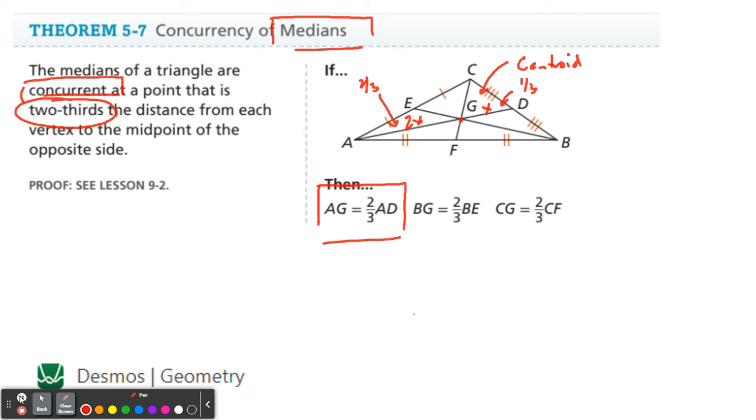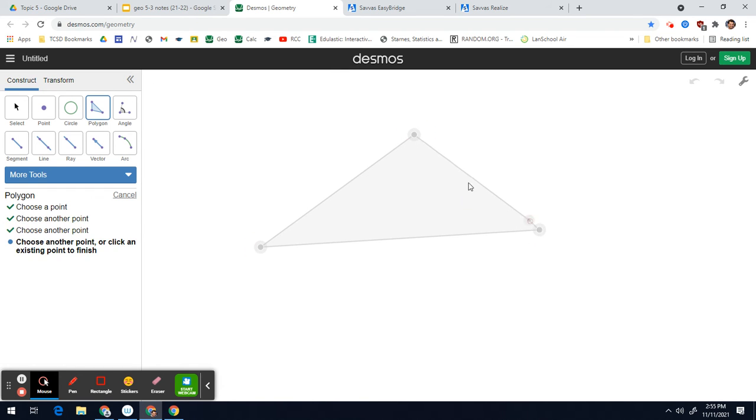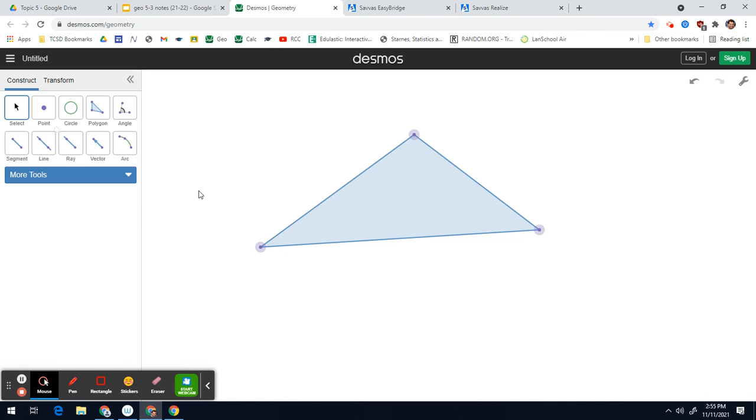All right, let's go ahead and draw this using Desmos geometry. Let's draw a triangle. Okay, regular old triangle. I'll try and make it acute to start. So there we go. That's an acute triangle.